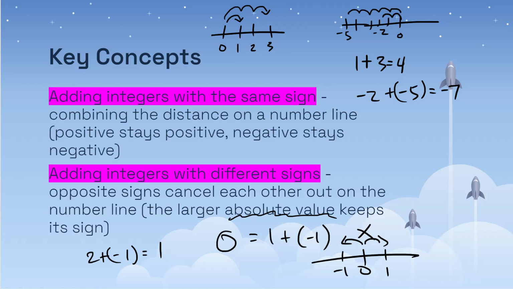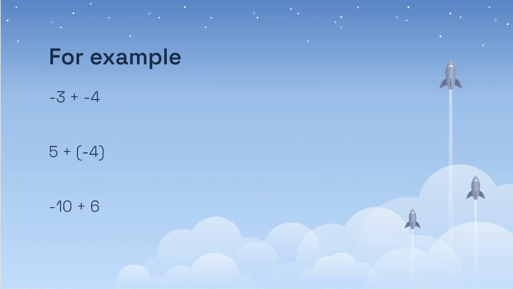I think there's some more examples on the following page. There are -3 plus -4. So we're going to the left 3 times and to the left 4 more times. So basically this is just 3 plus 4. And because they're both negative, the answer just stays negative, -7. Here they're opposite, right? So 5 plus a -4, we've gone to the right 5 times and we go to the left 4 times. That leaves us with 1. This is the same thing as 5 minus 4.